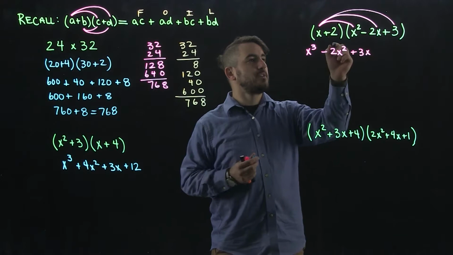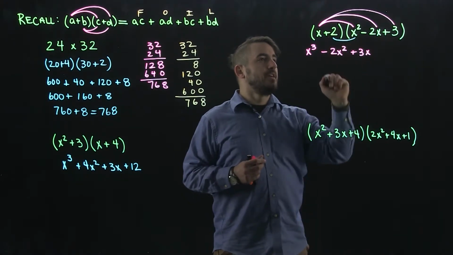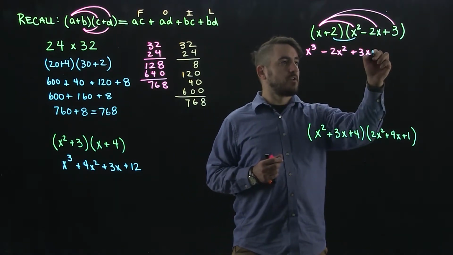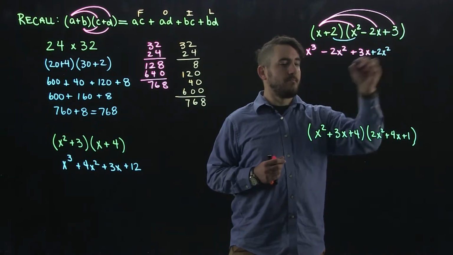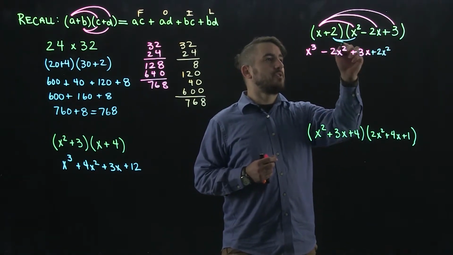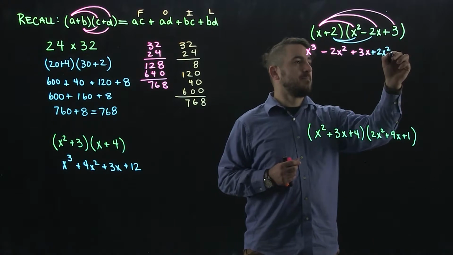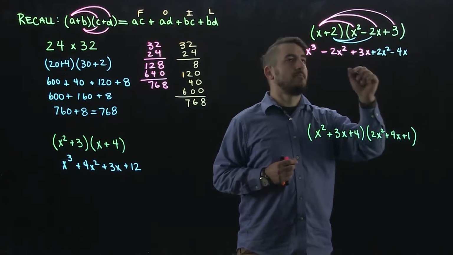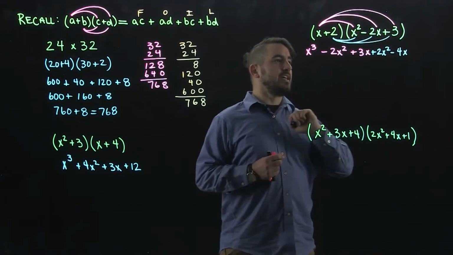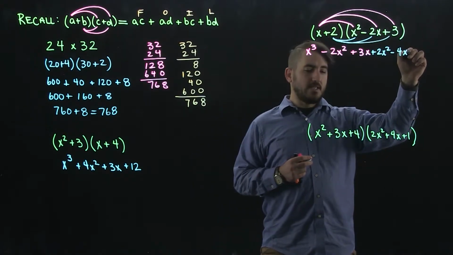And so then we can do the other side, the 2. We want to make sure the 2 is multiplied to each term. So that's 2 times x squared, so plus 2x squared. And then we want the 2 times negative 2x, so that's going to be minus 4x. And then the 2 times 3, which is going to be plus 6.